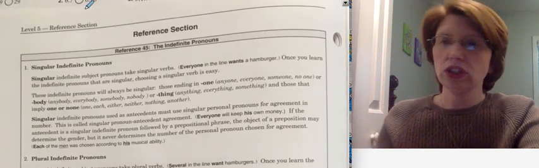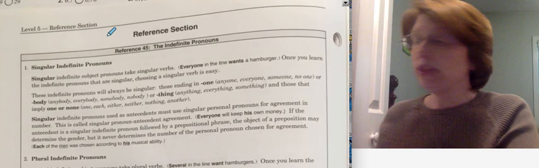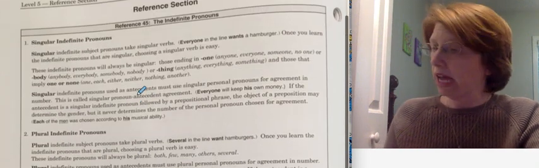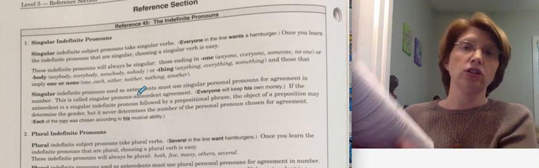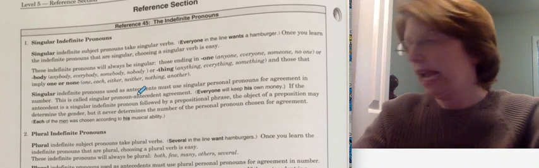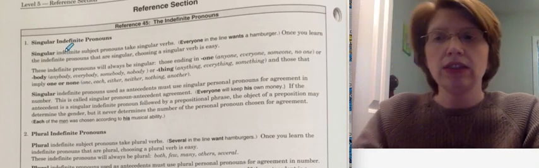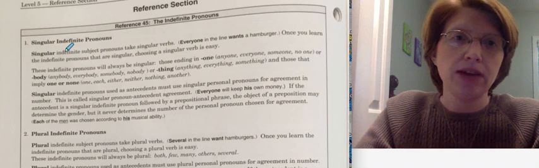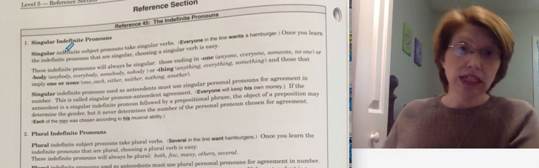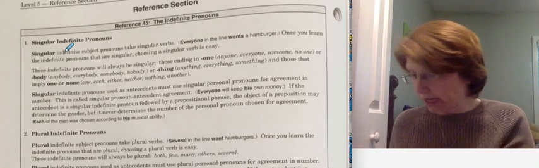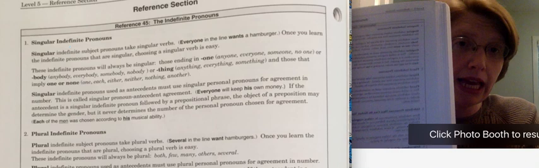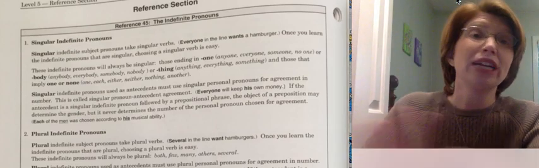So let's look at page 45. Now this one, I have it on the screen, but I cannot show you the whole page at one time. I would love for you to have your book out so that you can look at this with me. This is reference 45, and now these are the indefinite pronouns. And I want you to dog ear this page or put a bookmark in it, because you are going to need to look at this page to help you remember. Some of these are tricky, okay?